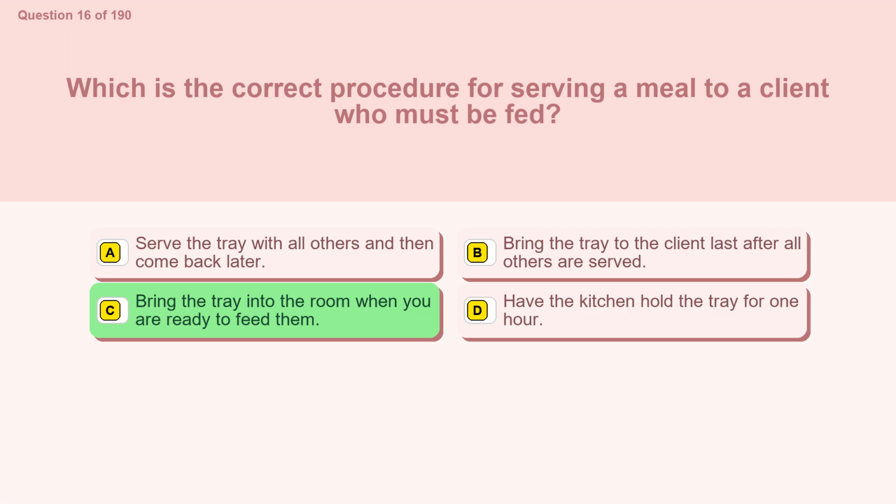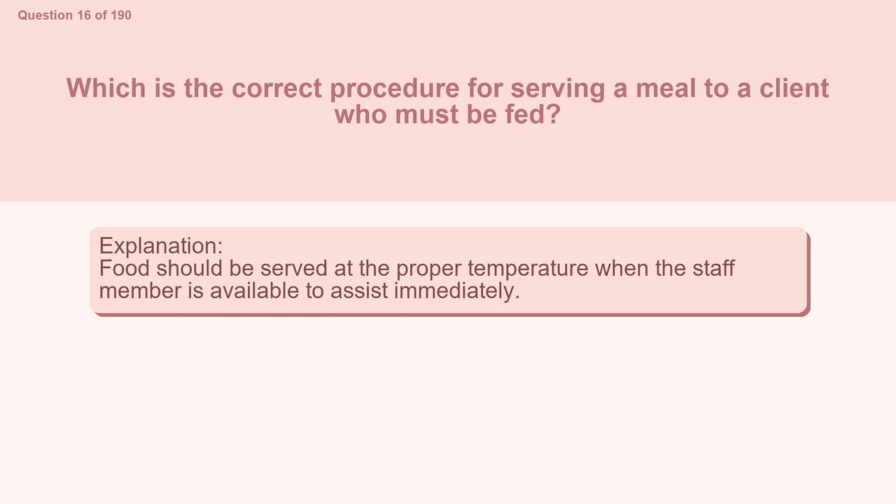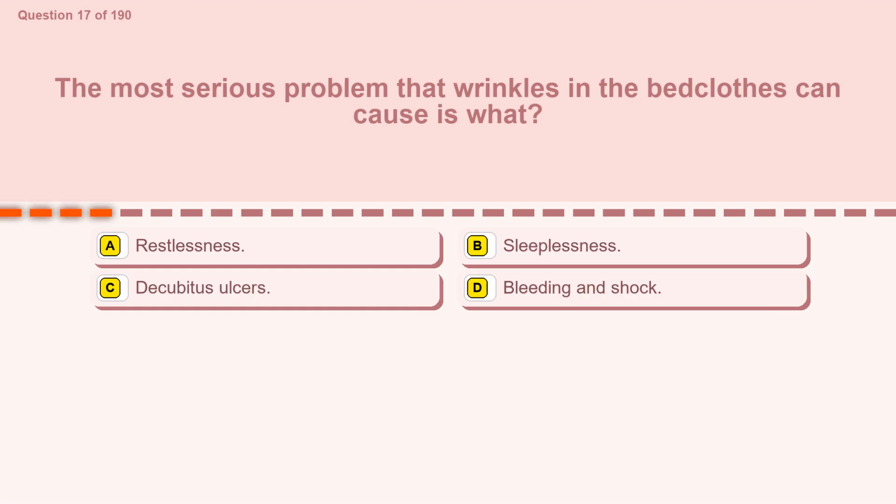The correct answer is option C. Bring the tray into the room when you are ready to feed them. Food should be served at the proper temperature when the staff member is available to assist immediately. Question 17. The most serious problem that wrinkles in the bedclothes can cause is what?